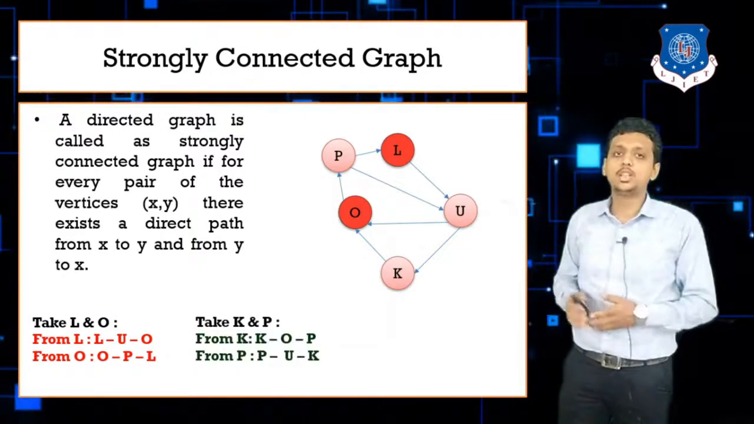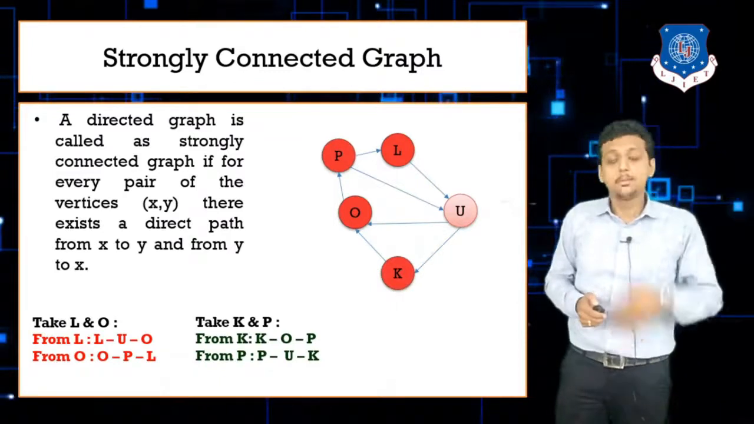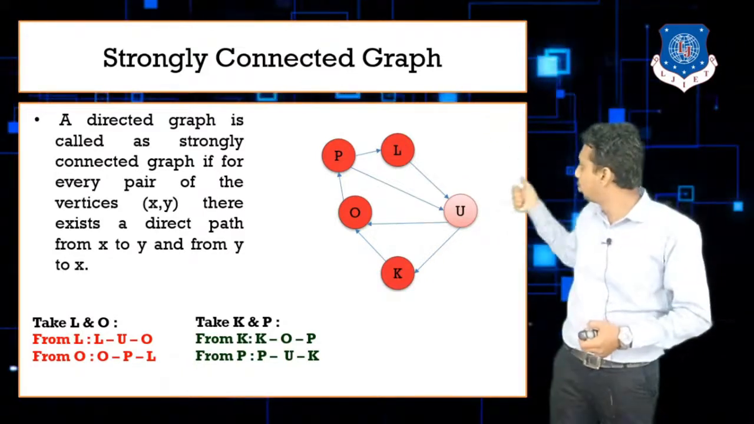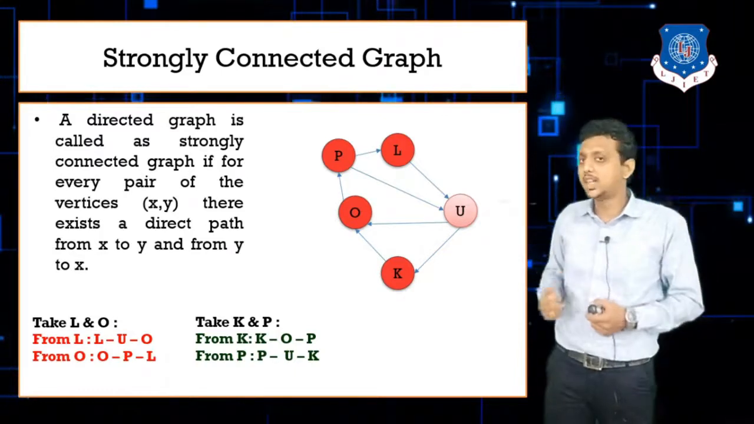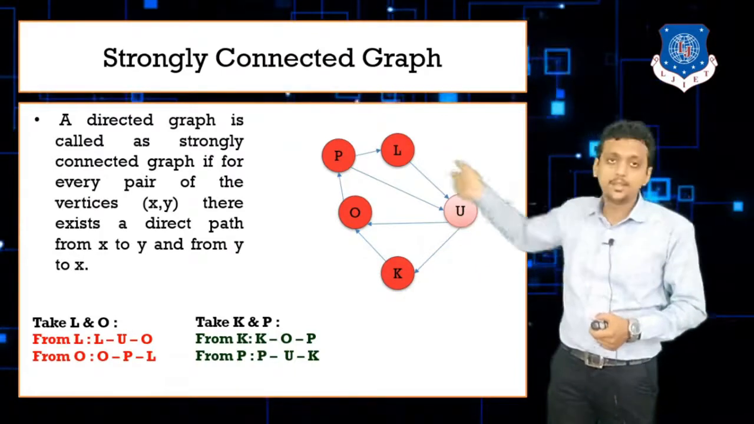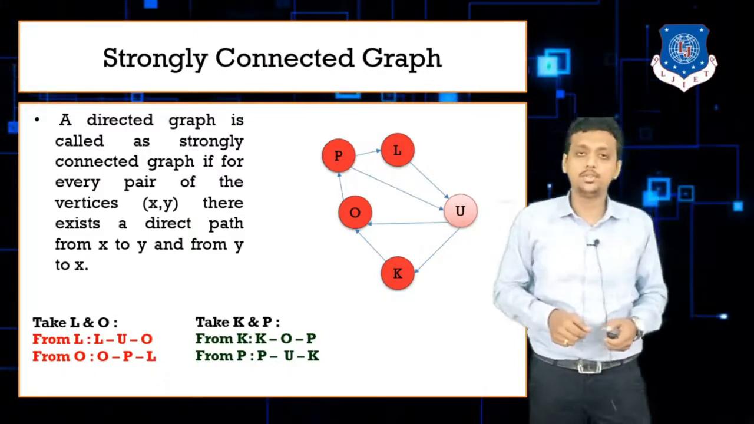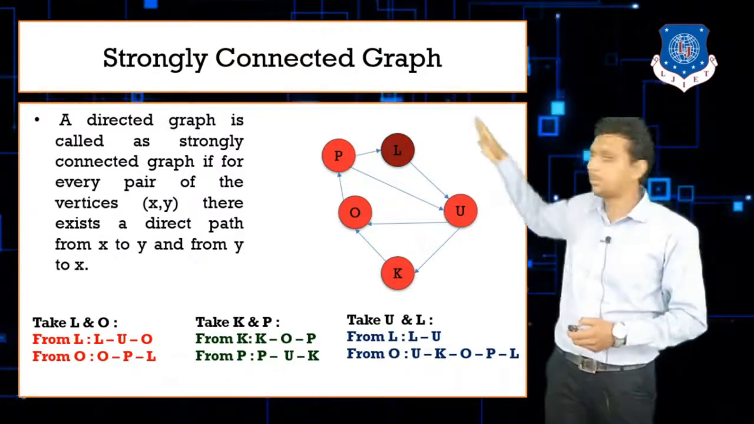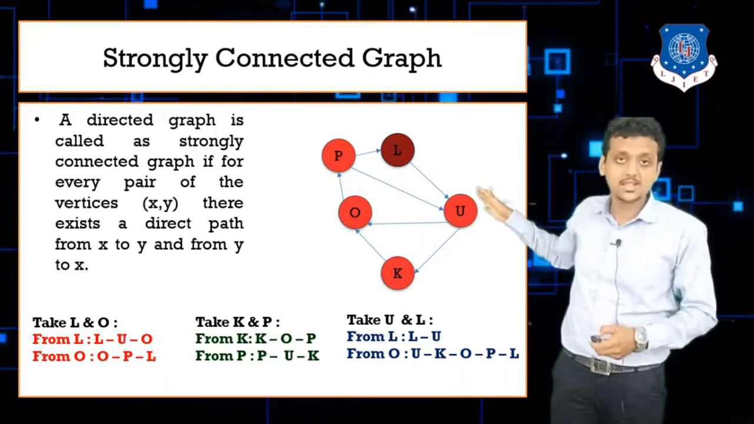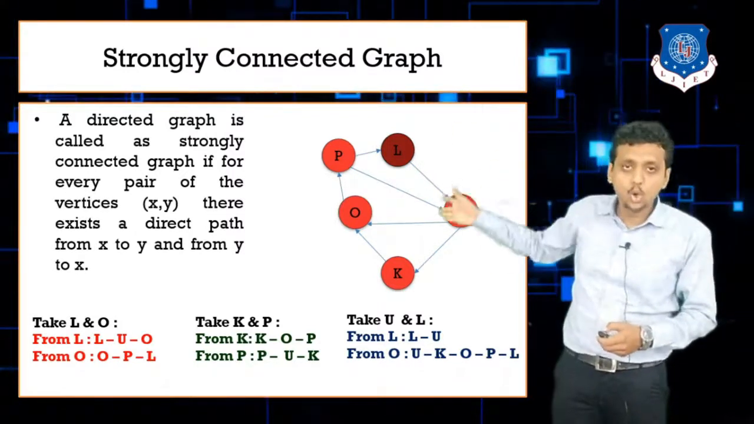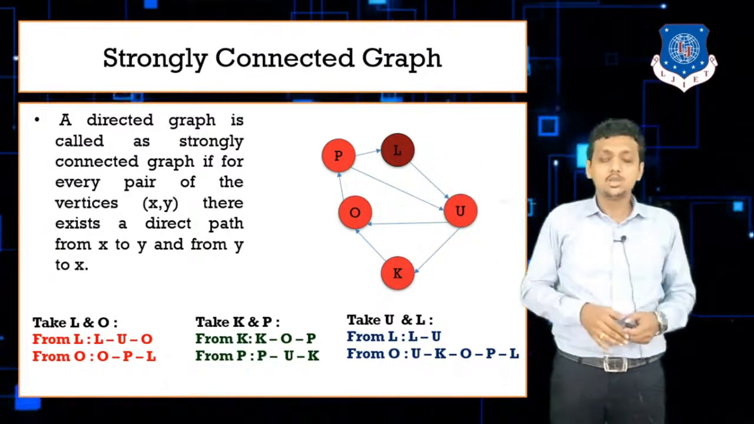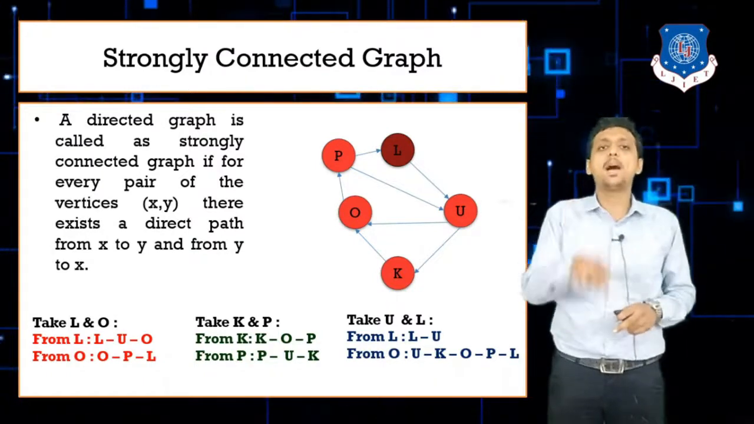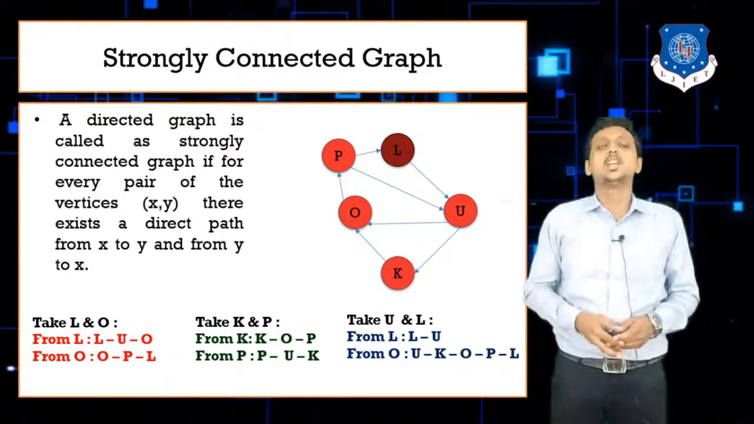Now, let's talk about two other nodes like P and K. There is a path from P to L, L to U, U to K. Now start with K: K to O and O to P. So a path exists both ways. Now take L and U. There is a path directly from L to U, and U to L via U to K, K to O, O to P, P to L. So from each and every node, take any two nodes and you will get a path between X to Y and Y to X. That is known as a strongly connected graph.